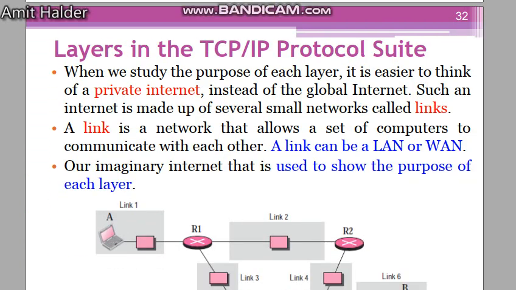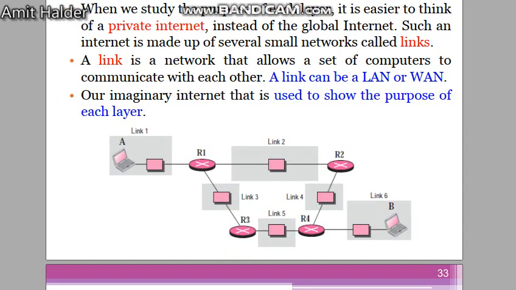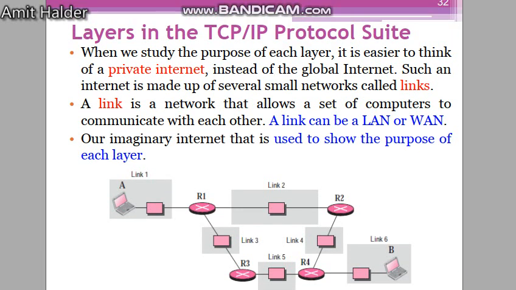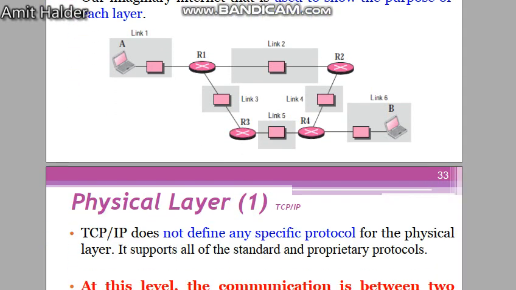Now these are the layers through which we can make a connection. There is a LAN or WAN connection that has been connected through this network. Each network creates a link, as you can see. A link is a network that allows a set of computers to communicate with each other. Each physically bounded layer has some links. That is the data link layer that I have told you before, and that will create a link. Okay, our imaginary internet is used to show the purpose of each layer. There are also some routers connected to some links. That is basically our way to understand how the connection will be made.